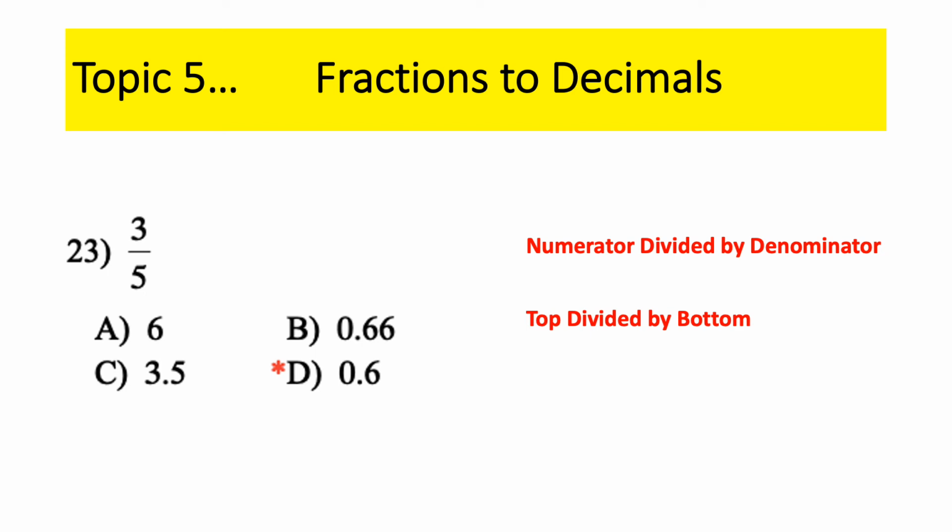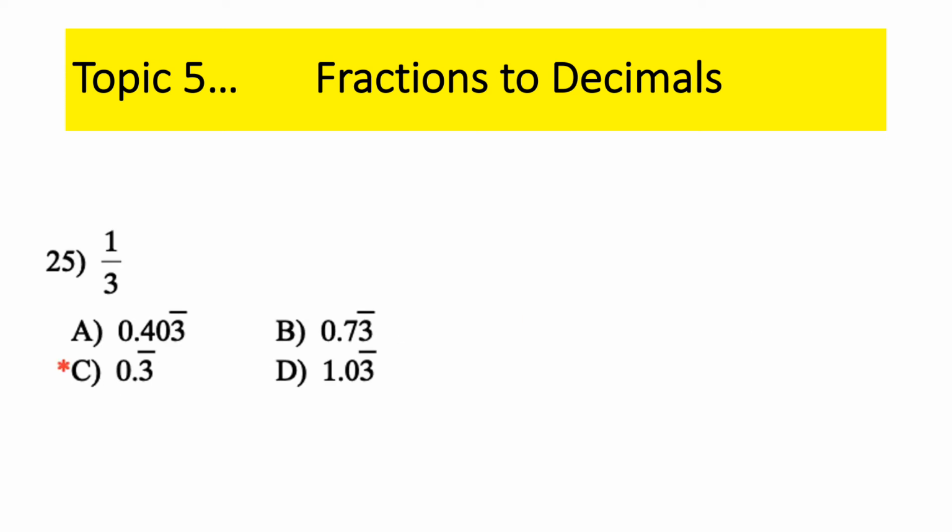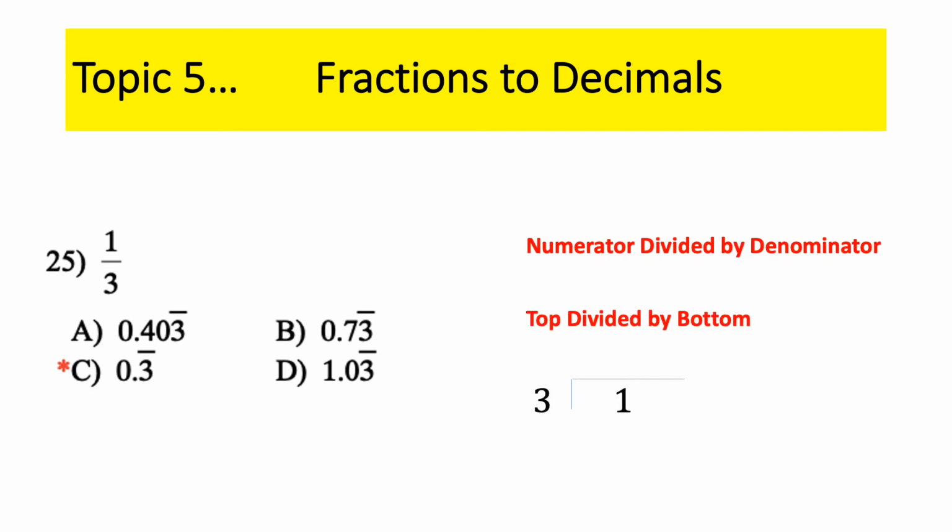So remember, what goes inside the long division? The top number, the numerator, goes inside the long division symbol. So no, this is not a class on long division. So you divide 5 into 3, you get an answer, and that answer is D, 0.6. Remember, this is called a terminating decimal because when you did this division, it ended on that first number right there.